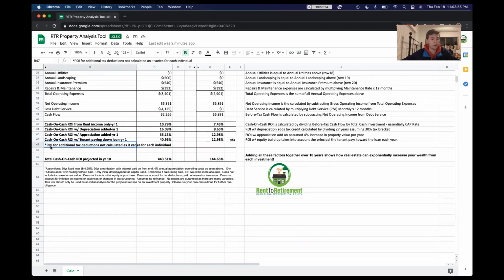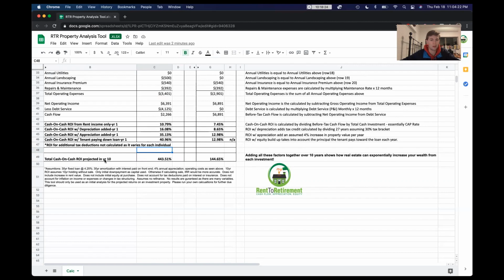And it's important to note here, our return on investment for additional tax deductions is not calculated as it varies for each individual, right? We mentioned real estate can be evaluated from a business perspective objectively, but it can also be evaluated from a personal perspective. And so everyone's tax deductions, etc., can be different, and tax burdens can be different. So we're not calculating that, but we can get even more icing on the cake if we were to calculate that.